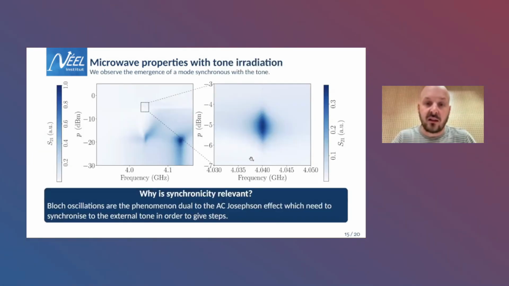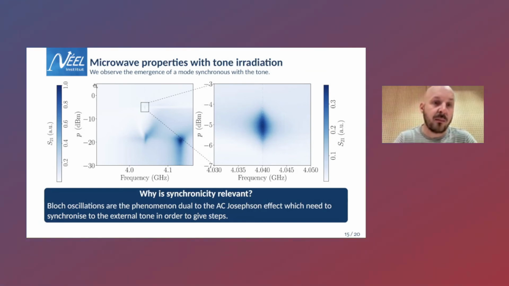And then what we did was to add a pump, similarly to what you want to do for observing dual Shapiro steps. And then, of course, you need to pump at the right frequency and the right power. The phase parameter space is really huge. So this is why the microwave measurements are really useful for that.